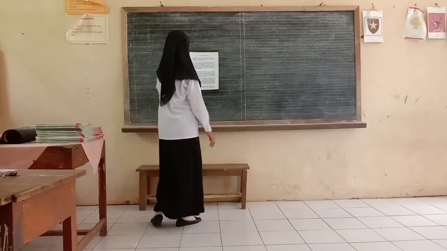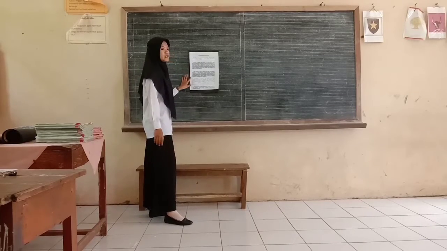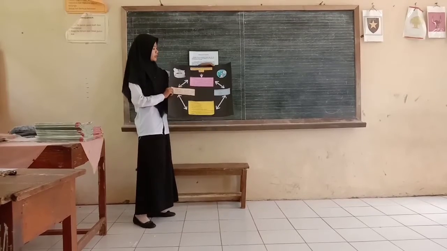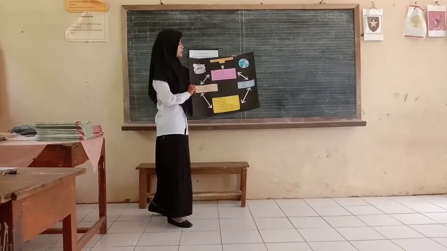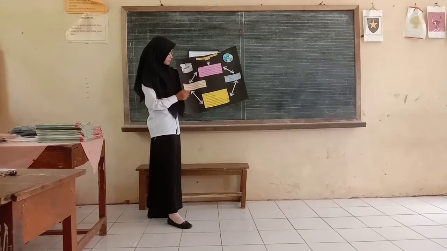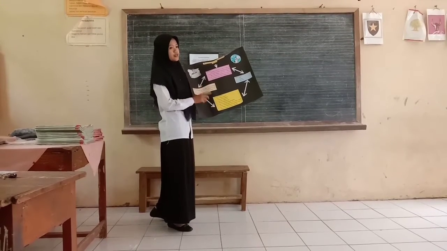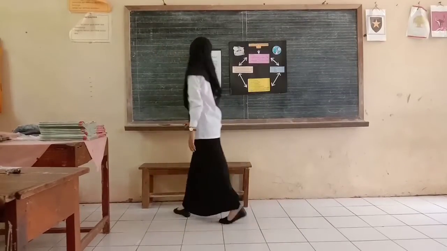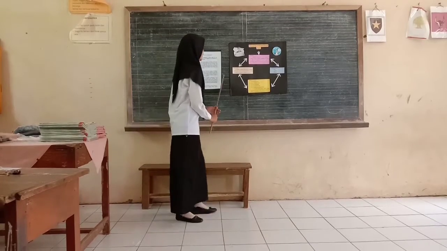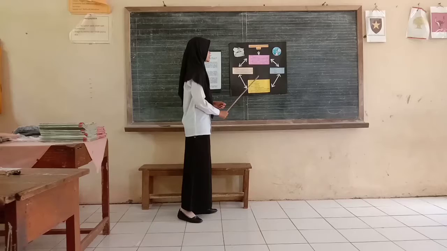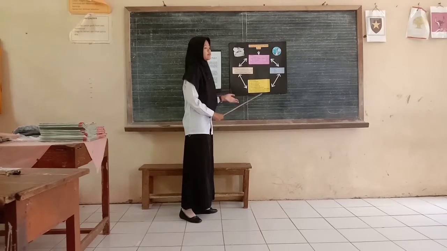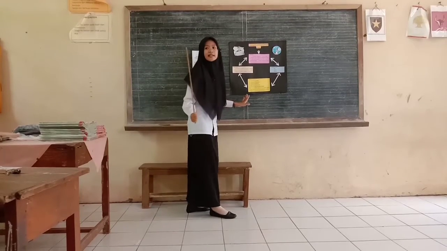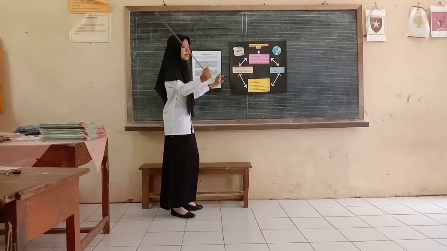Okay, from the example, I have a mind map. A mind map about the definition, the purpose, generic structure, and the language features of analytical exposition text. Now we have the definition, the purpose, generic structure, and the language features of analytical exposition text. First, the definition of analytical exposition text. Okay, pay attention please.